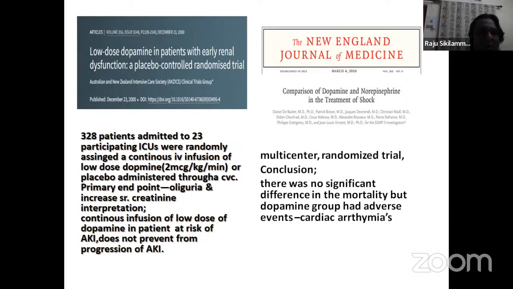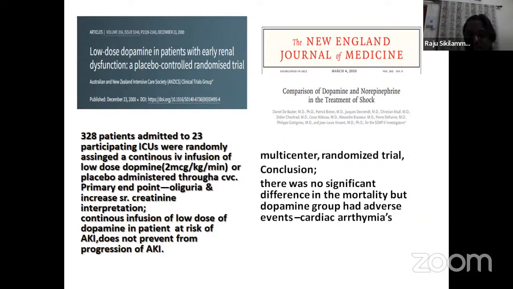Then we look at dopamine, because of the ANZICS trial, which was done in 2000. They studied low-dose dopamine in patients with early renal dysfunction. They included 328 patients admitted to 20 participating ICUs, randomly assigned to continuous IV infusion of low-dose dopamine at a rate of 2 micrograms per kg per minute, or placebo. The primary endpoint was oliguria and increase in serum creatinine. The interpretation was that continuous low-dose dopamine in patients at risk of AKI does not prevent the progression of AKI. That means the trial shows that low-dose dopamine is not an overall prevention of AKI.